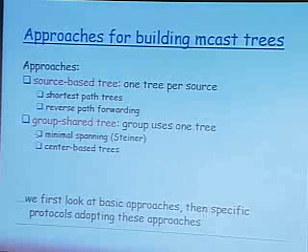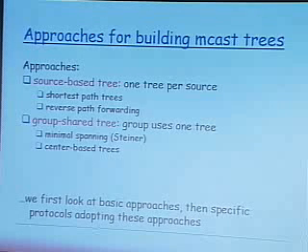So how do you build multicast trees? As I said earlier, there are two approaches. There's a source-based tree where you have one tree for each source, and then there's a group shared tree where there's a single tree for the entire multicast group, and it could be either a center-based tree, a core-based tree, or a minimal spanning tree, which is a Steiner tree. So let's look at the basic approaches first.